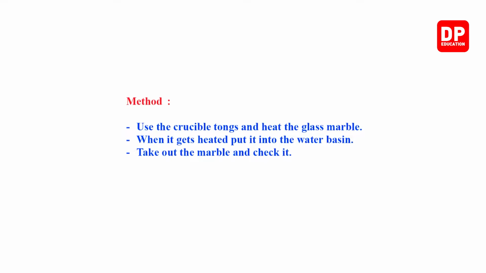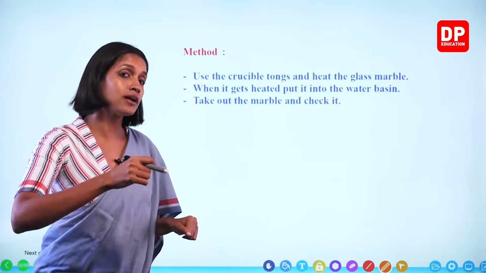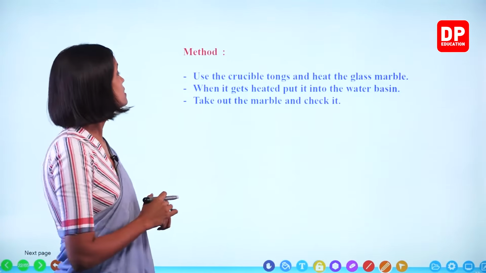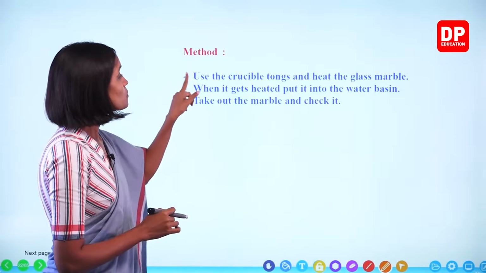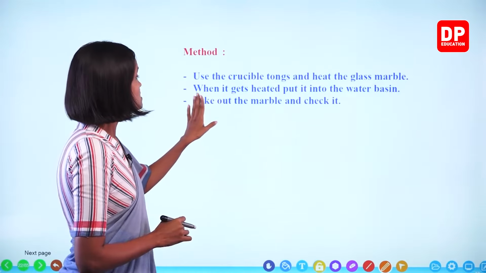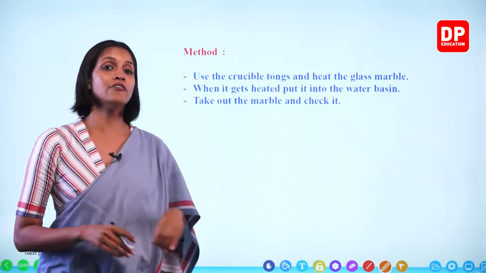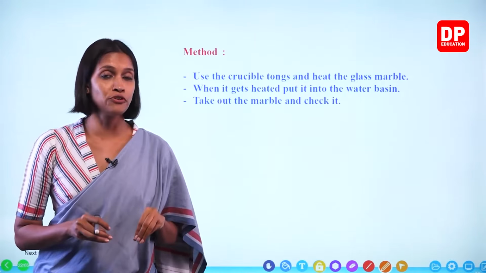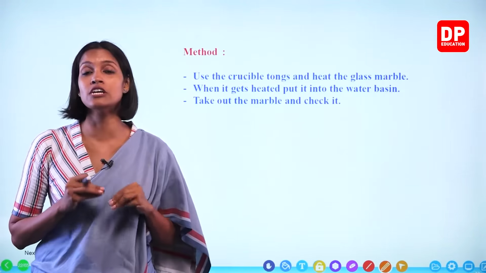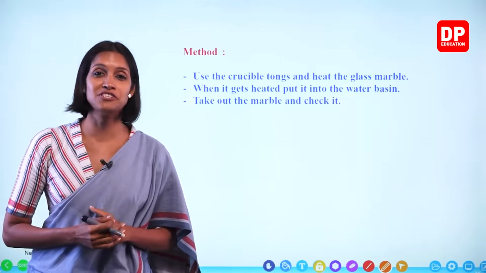Method. Use the crucible tongs and heat the glass marble. You have to hold the glass marble with crucible tongs and heat it up. When it gets heated, put it into the water basin and observe. Take out the marble and check it. You have to leave it in the water basin for a few minutes, then take it out and observe what has happened to the surface. Let's do this activity now.